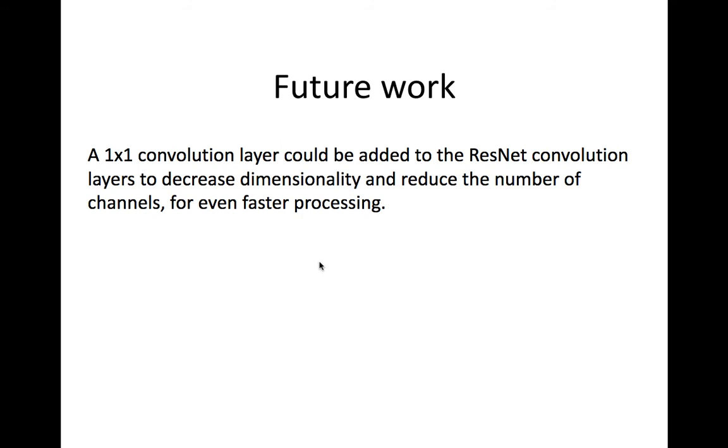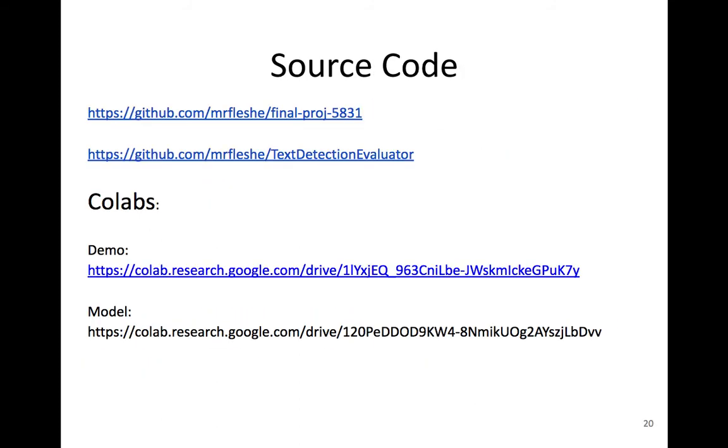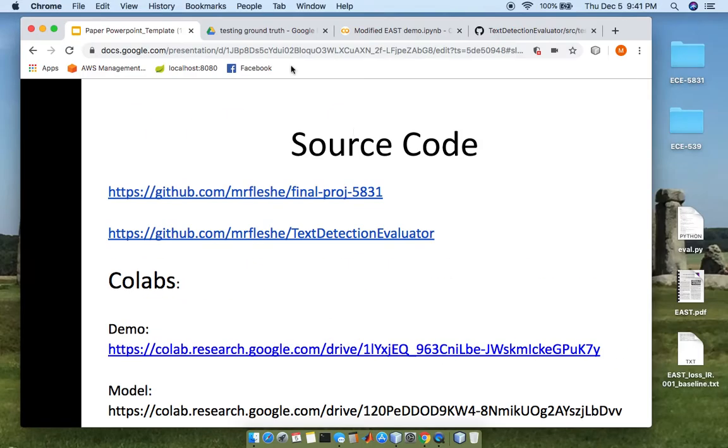In the future, with more time, I'd like to add a 1x1 convolution layer in the front of the network, and that is used many times to decrease dimensionality even further by just reducing the number of channels throughout the ResNets. Next, I'm going to go through Colab examples, but here's where you can find the source code and the Colabs that we used.